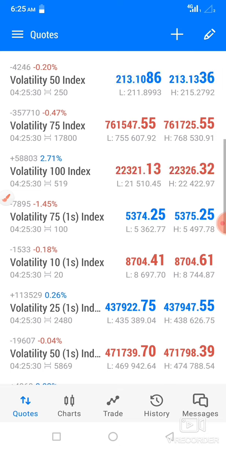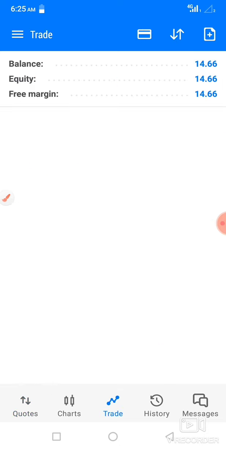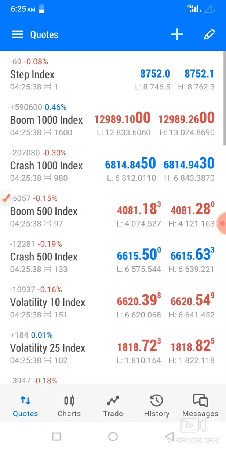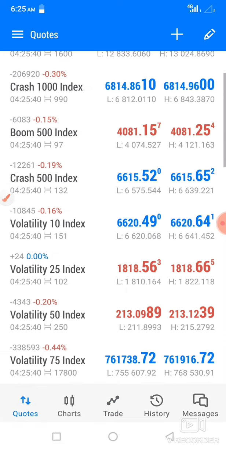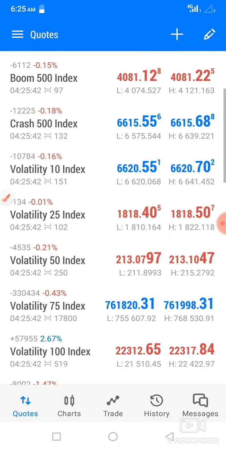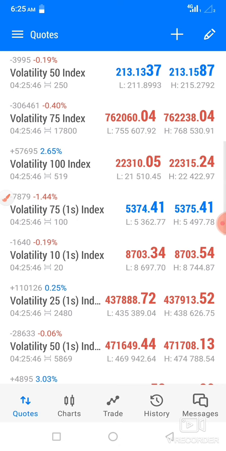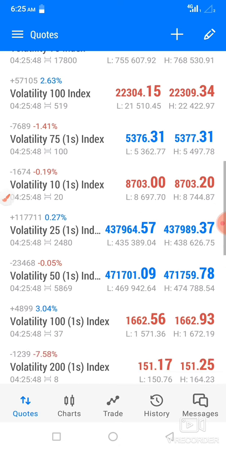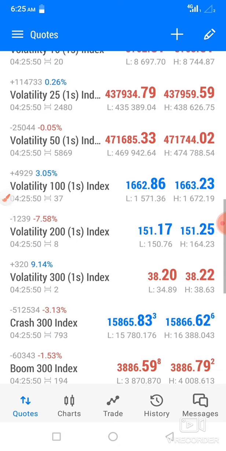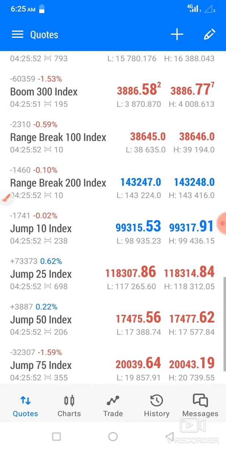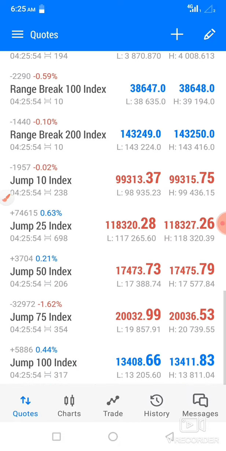So what I encourage, when you have these smaller accounts, $50 and below, is that you trade Volatility 75 Index, Volatility 75 1S, and Volatility 25. Those are better for you, and you are supposed to leave all other indices.